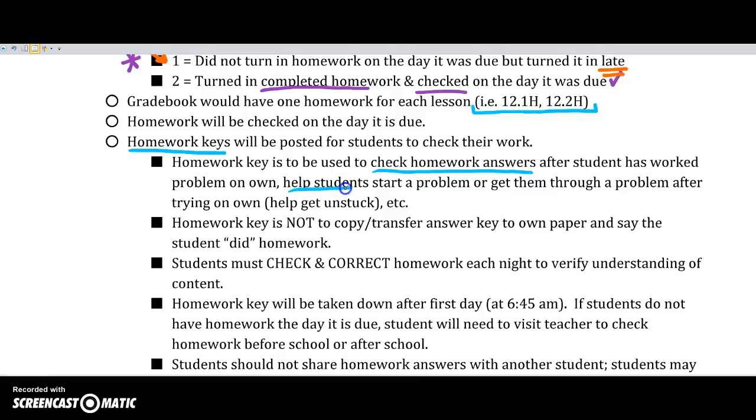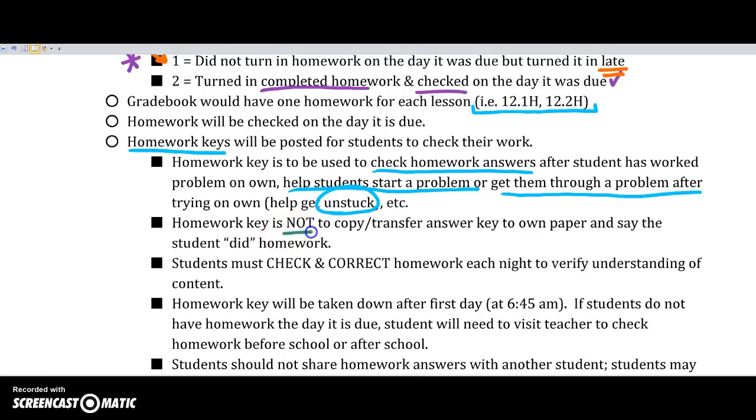Maybe it's used to help students start a problem because I got stuck, I don't really know where to start, or to get them through the problem. So maybe I've started the problem, but I'm not really sure where to go next. So this homework key is to check and correct and to get them unstuck. I got stuck, but I do want to know how to do the problem.